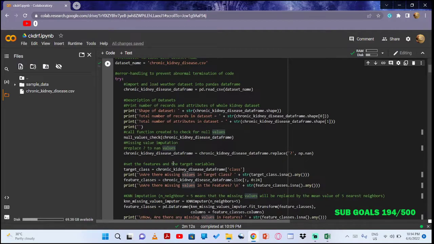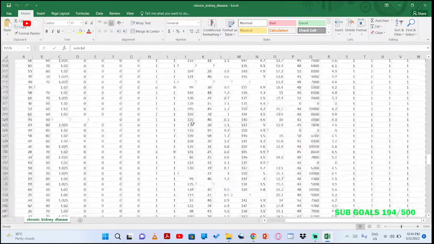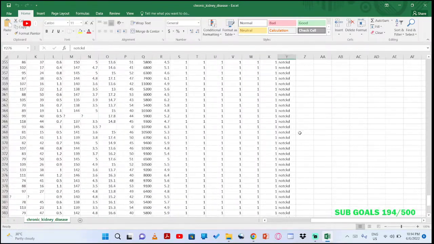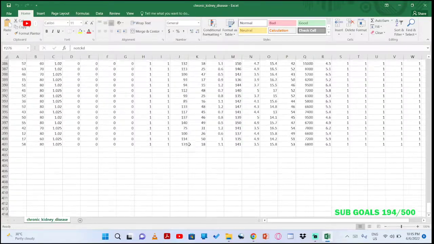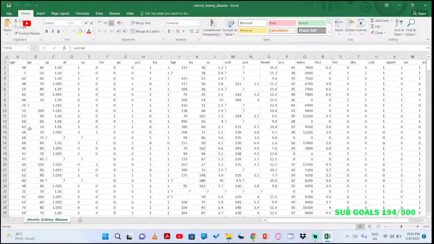We uploaded a file, and this is that file. The patient may have CKD or not CKD, whatever it is. We got a file of around 400 items. It's a limited one, so we got only 400. And this file may consist of empty values, null values.